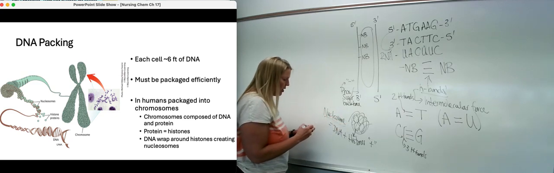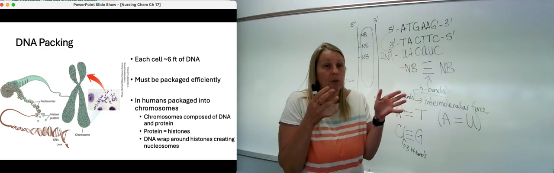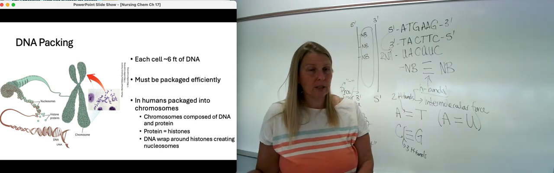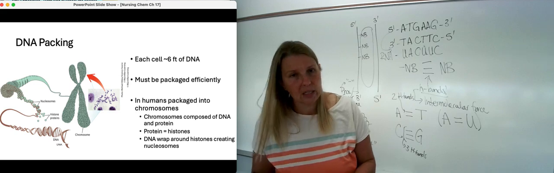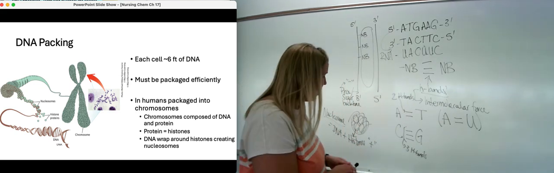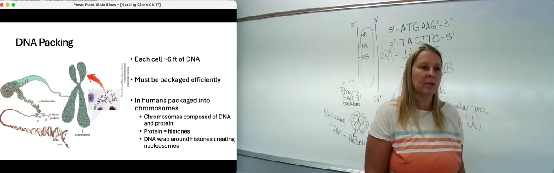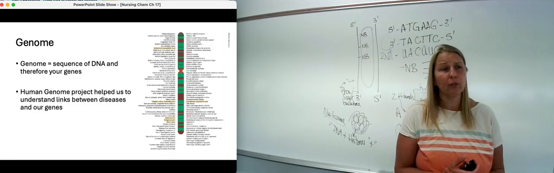So again, in the same way that we saw the nitrogenous base plus the sugar plus the phosphate gives us from nucleoside to nucleotide, we can do the same thing here. A nucleosome is a piece of DNA wrapped around those histones. So that's where that comes into play. So again, we have those histones.